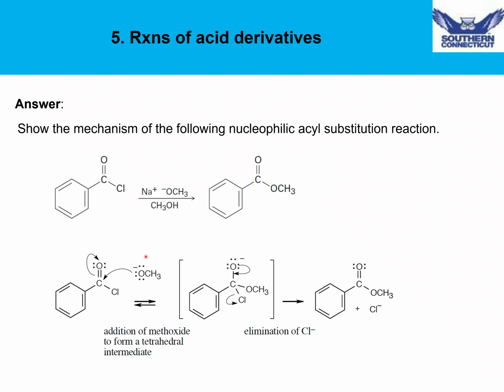So in this reaction, we're using a base to do an acyl substitution on an acid chloride. The reaction should work by the base, the methoxy group, attacking the carbon of the carbonyl of the acid chloride, breaking the double bond to form a tetrahedral intermediate, and then the oxygen reforming the carbonyl by eliminating the leaving group.